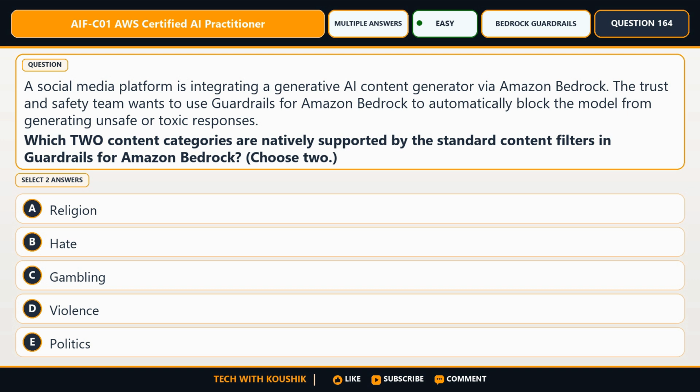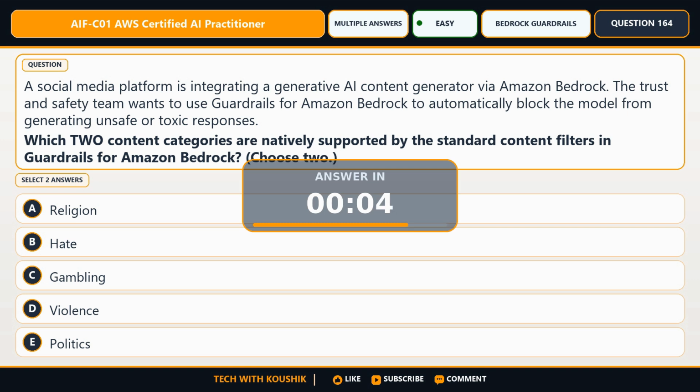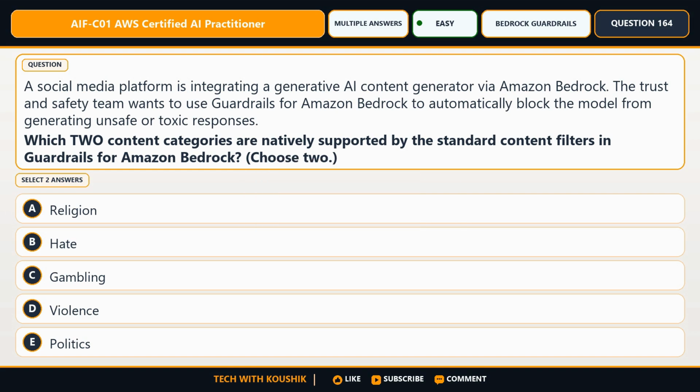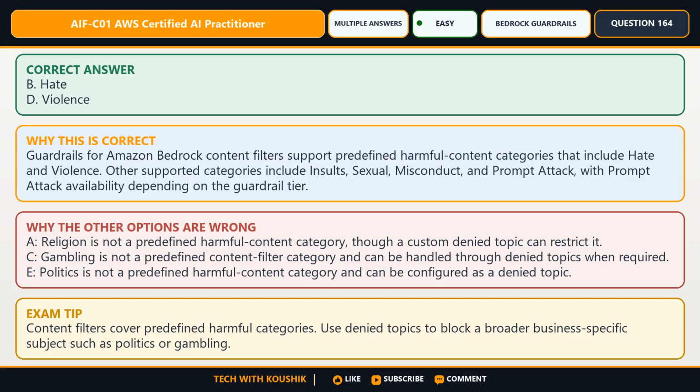Use the scenario constraints to assess these choices. Choice A. Religion. Choice B. Hate. Choice C. Gambling. Choice D. Violence. Choice E. Politics. After elimination, select B. Hate. D. Violence. Here is the reasoning that confirms the answer.